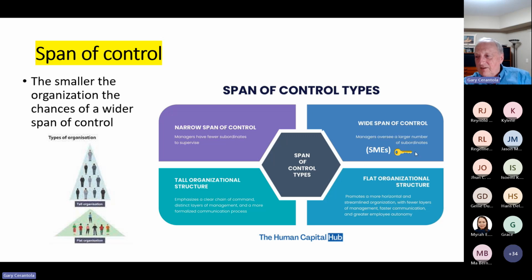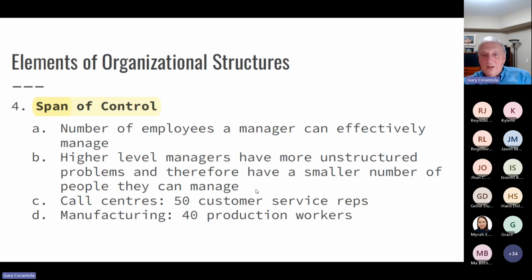So again, you see this little key. It's a reminder that a smaller organization is normally flatter than larger organizations, and they have a higher ratio of span of control. This one here is 6 to 1, versus this here is 2 to 1, as you can see. Okay, so a lot of information to understand about that. It comes down to the number of employees a manager can effectively manage.